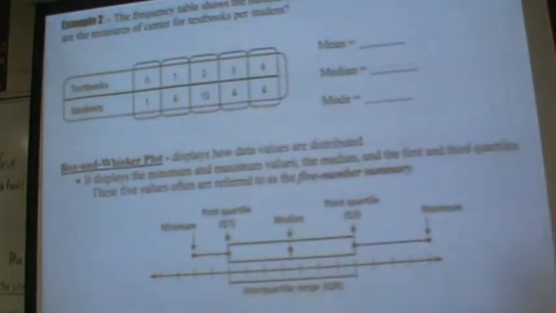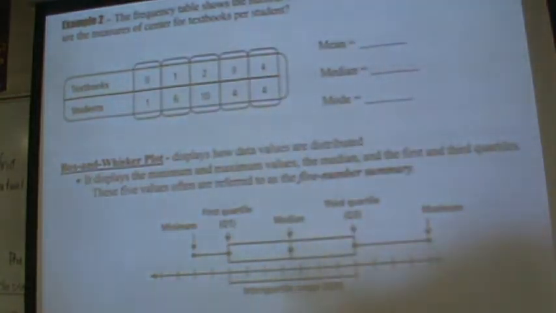So example 2 says that the frequency table shows the number of textbooks in several students' backpacks, or book bags. What are the measures of center for textbooks per student? So we're looking at how many students carry how many different books. So what this table is telling us is we have one student that carries 0 books. We have 6 students that carry 1, 10 that carry 2, 4 that carry 3, and 4 that carry 4.